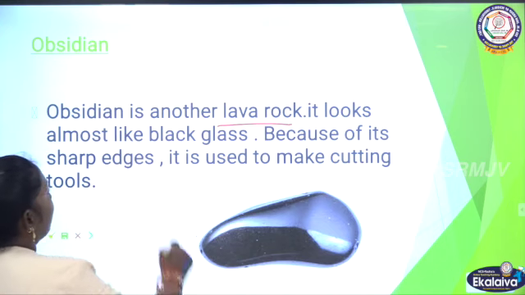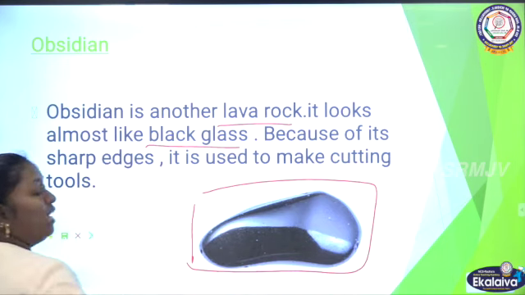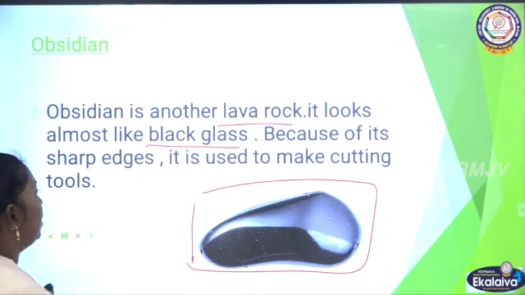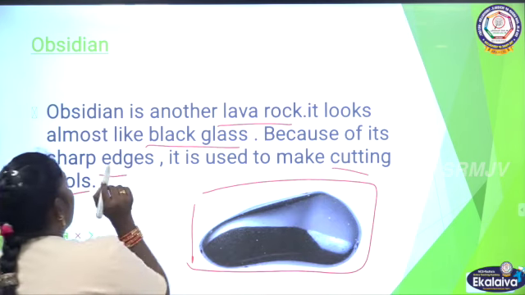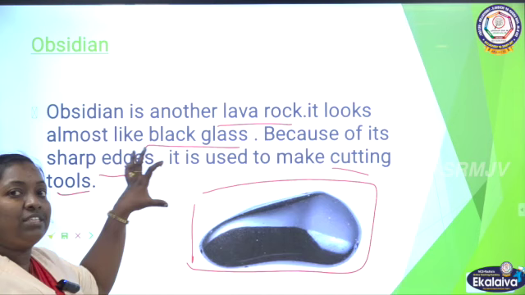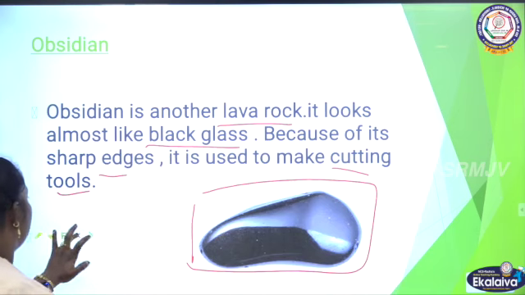It looks like a black glass. So what is the appearance of this obsidian rock? It is like a black glass. Because of its sharp edges, it is used for making cutting tools. So this is where obsidian rocks are used, to make cutting tools.